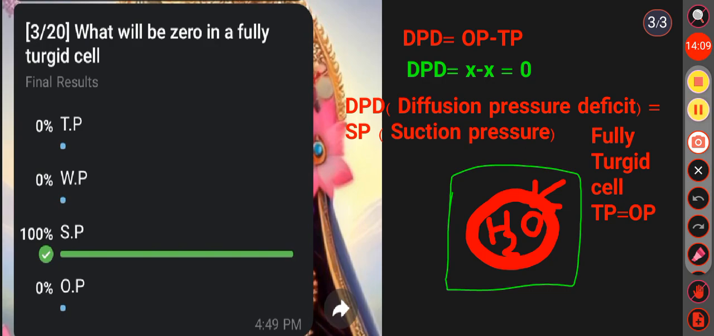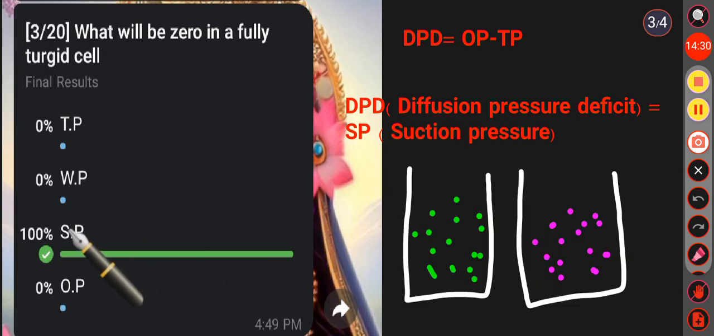Right? And we know DPD equals SP, meaning suction pressure. So the correct answer is option C, that is suction pressure. In a fully turgid cell, the diffusion pressure deficit or DPD or suction pressure will be 0. Here you can see another term, OP, osmotic pressure. What is osmotic pressure? Osmotic pressure is the hydrostatic pressure developed in a solution due to the osmotic flow of solvent when the solution is separated from pure solvent by a semi-permeable membrane.